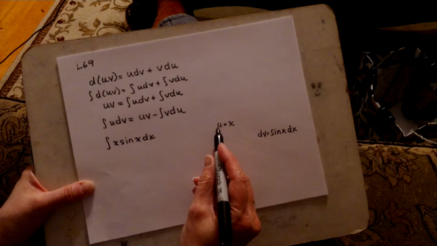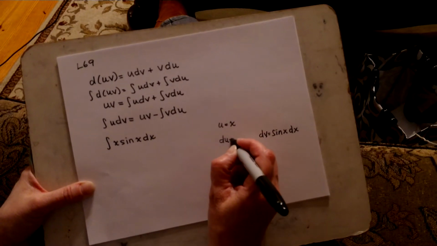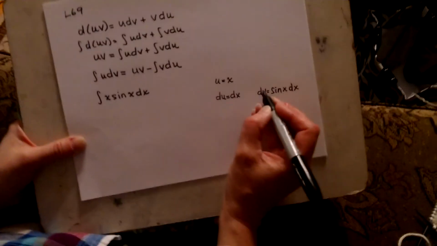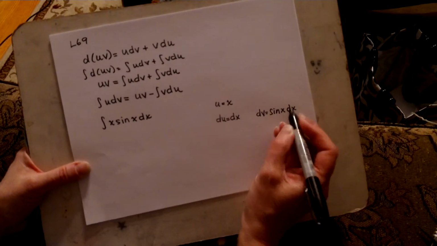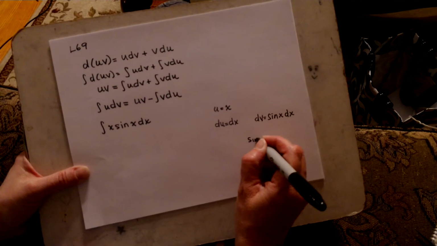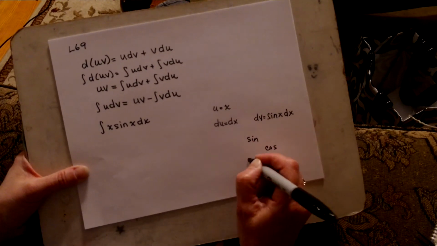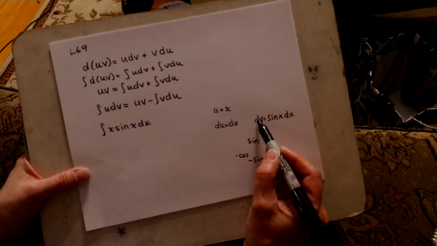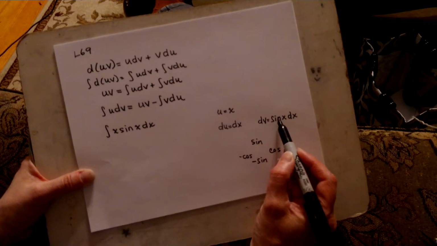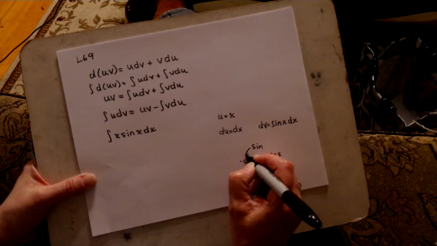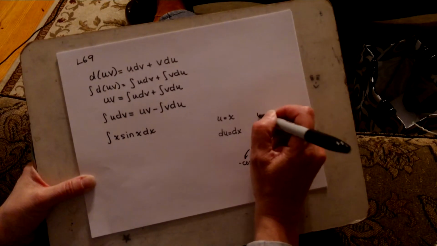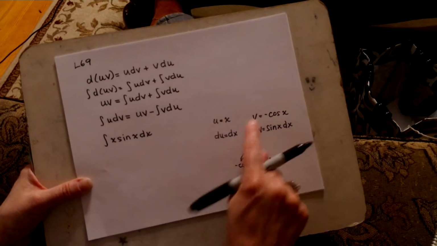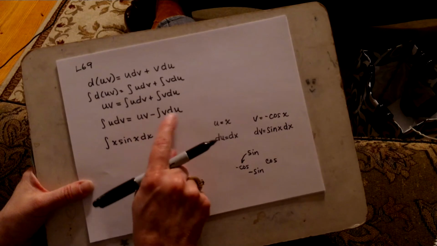So if u is x, then du is 1 dx. And if dv is the sine of x, remember our little shortcut thing Haley taught us. To integrate the sine of x, we go in this direction. So that means v had to be negative cosine x. So now we have our four pieces, and that's the four pieces we're going to put in here.